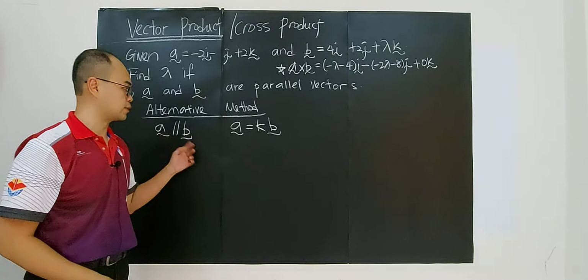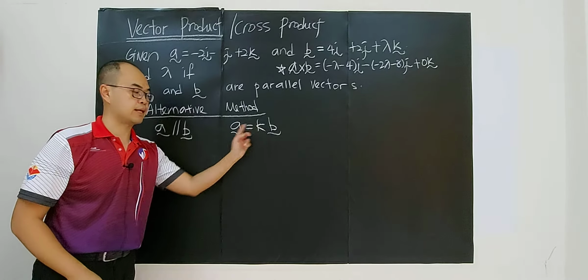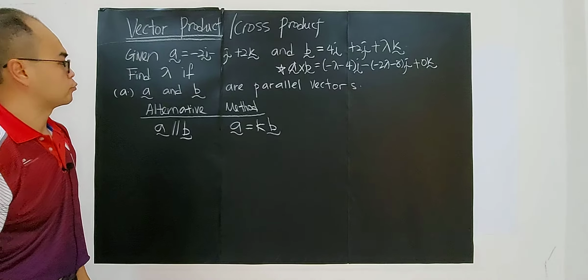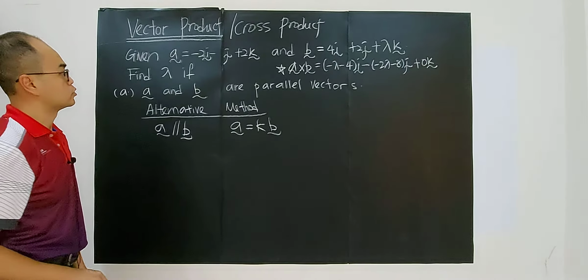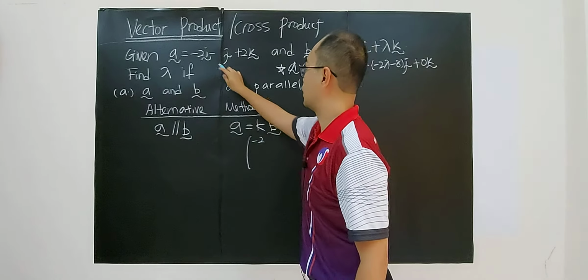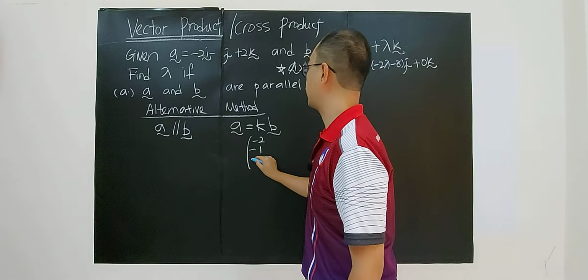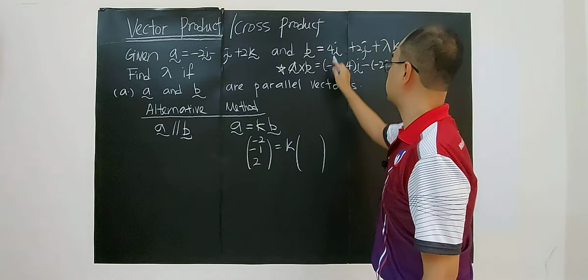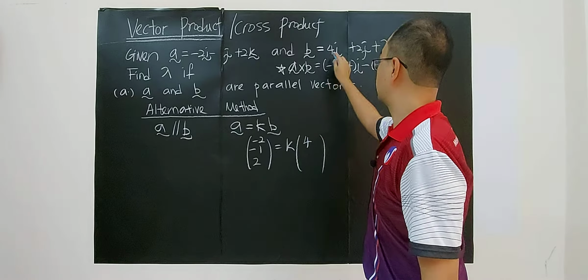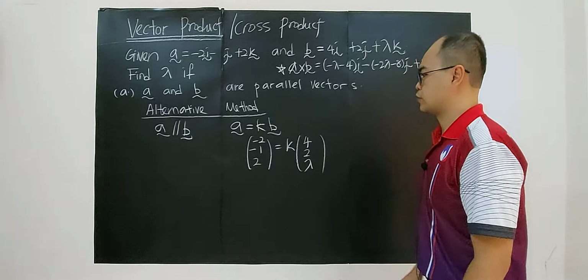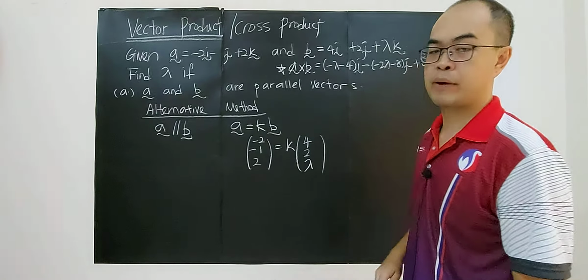So if these two vectors are parallel, they can be related by a constant multiple k, which cannot be 0. So I can just compare: the vector negative 2, negative 1, 2 is k times the vector 4, 2, lambda. So this is a lot easier compared to the vector product.